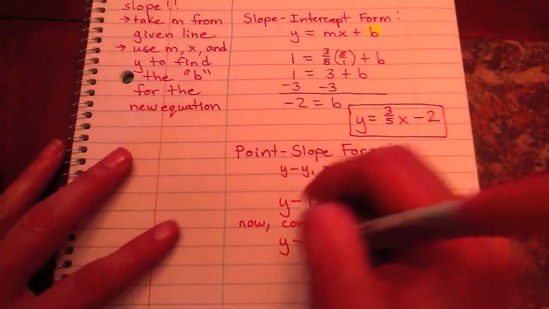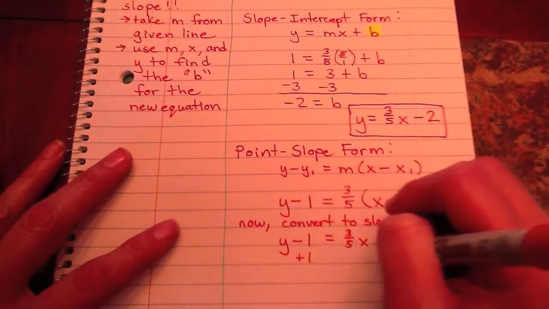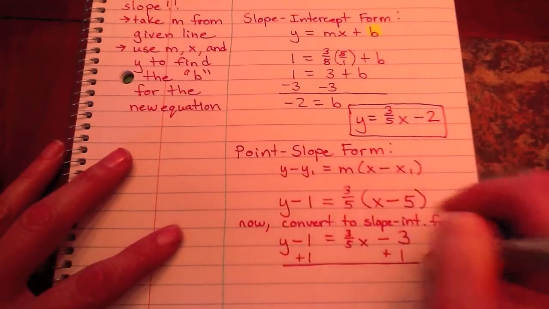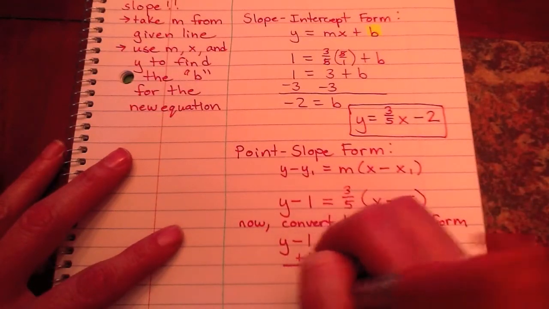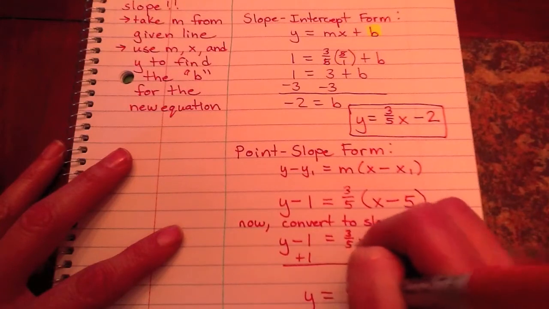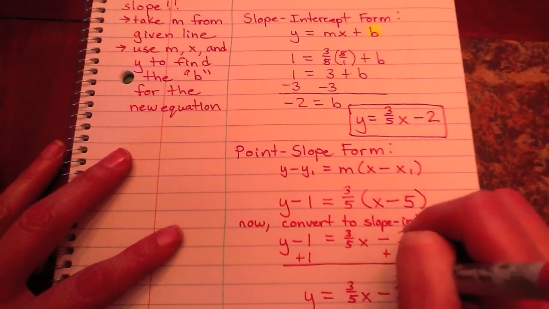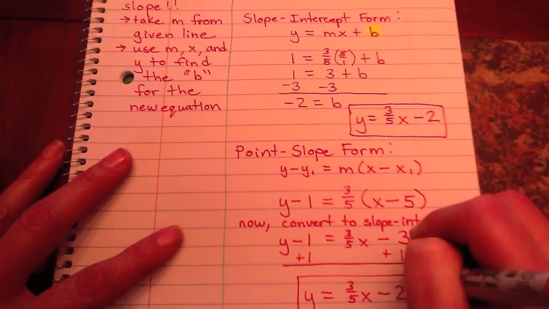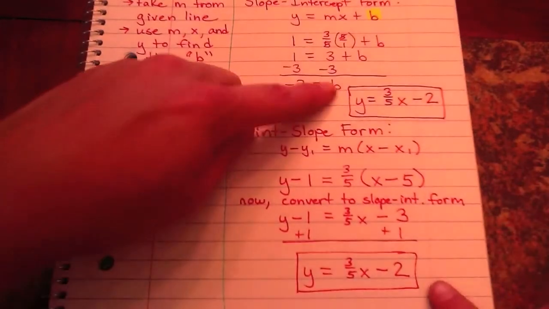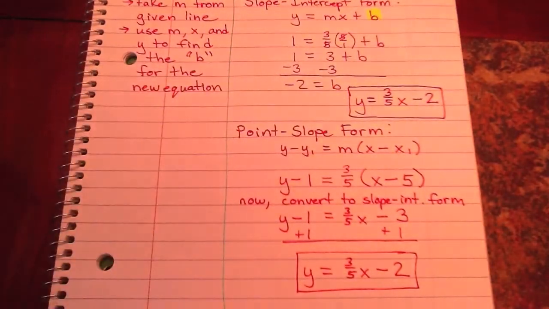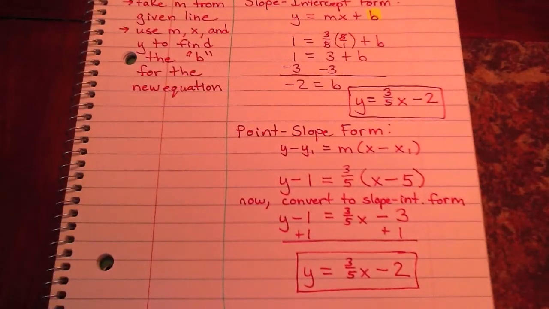Okay, now you're just going to isolate y by adding 1 to both sides. And you end up with y equals 3/5 x subtracting 2. Same exact equation both times because you were finding the same equation. You just used a different way to get there.